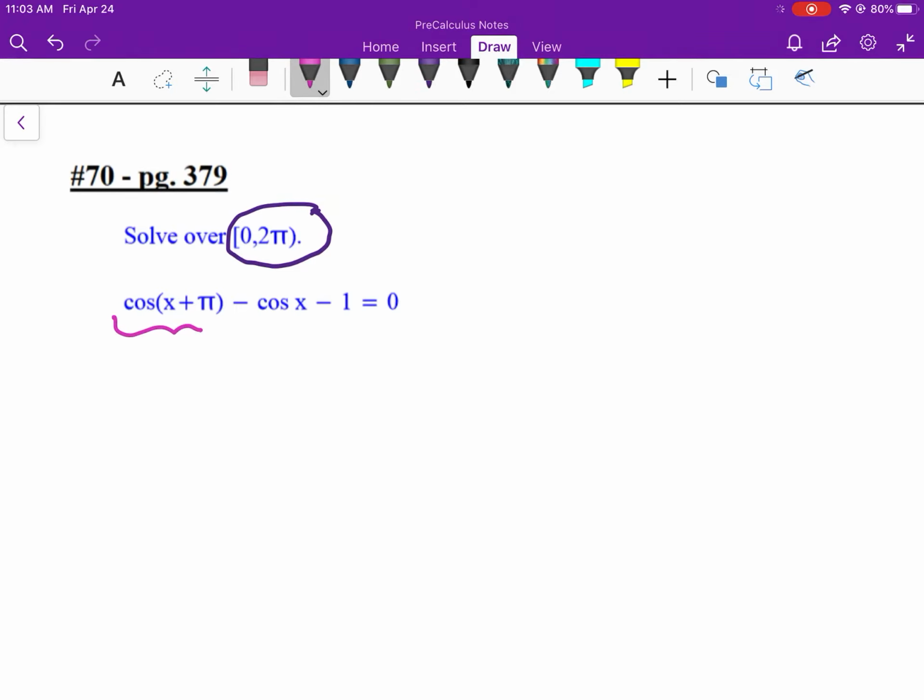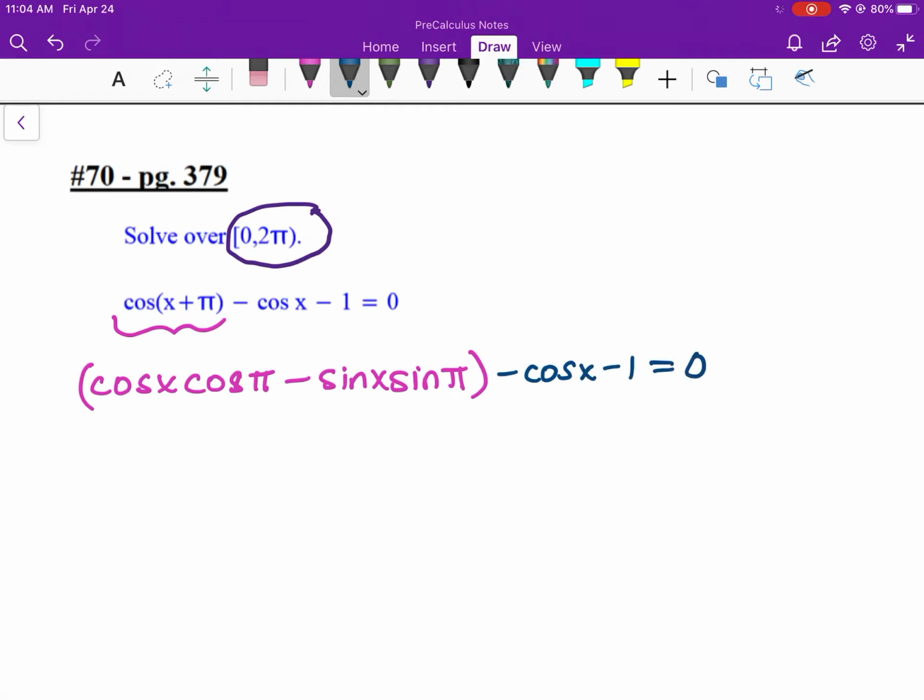First, I'm going to expand this using my identity. So cosine x cosine pi minus sine x sine pi. That's this part. Here's the rest of the problem. Then I'm going to clean up what I know. Cosine of pi is -1. Sine of pi is 0. Here's the rest of the problem.